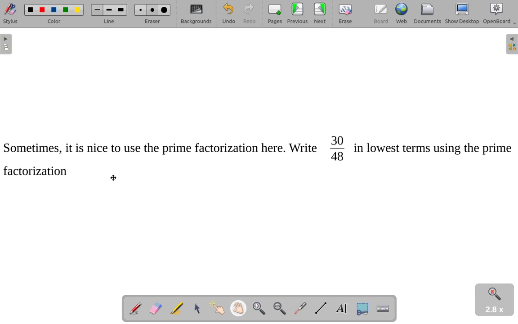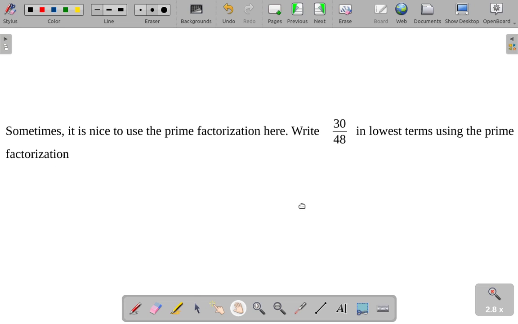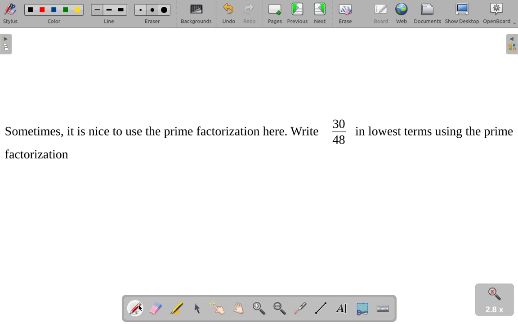It is possible, sometimes it's nice actually, to do this using the prime factorization. So let's talk about the prime factorization for a second. The prime factorization of 30, well, this is a way to write 30 as a product of a bunch of prime numbers. You can do this in a couple of different ways. You could use a factor tree. You could say 30 is equal to 2 times 15, and 15 is equal to 3 times 5. Therefore, 30 is equal to 2 times 3 times 5.